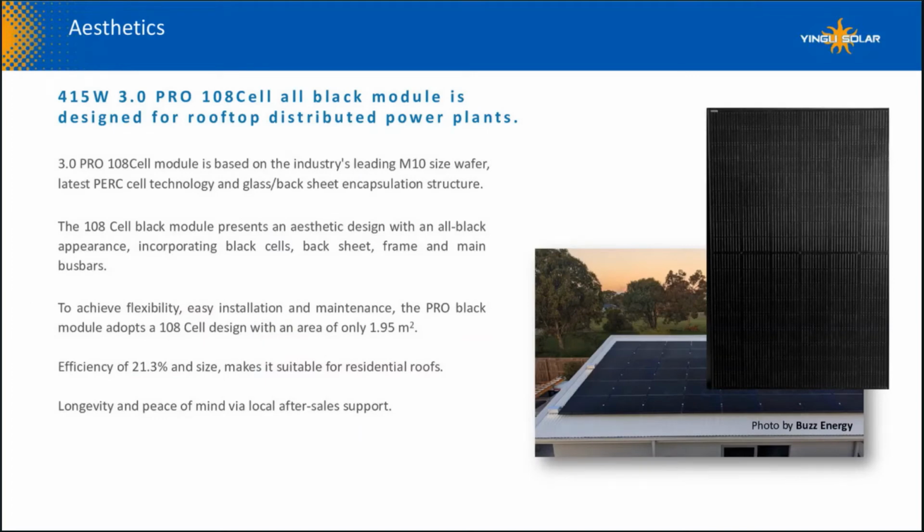There's a fine balance between aesthetics and performance when it comes to choosing a solar panel for your home. Our premium all-black module incorporates black cells, backsheet, black anodized aluminium frame, and main bus bars. At the moment, the standard 415-watt 108 cell white backsheet module outperforms our all-black module, coming in at slightly higher power class relative to the black module.